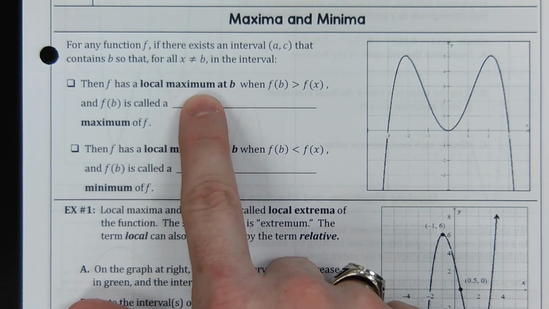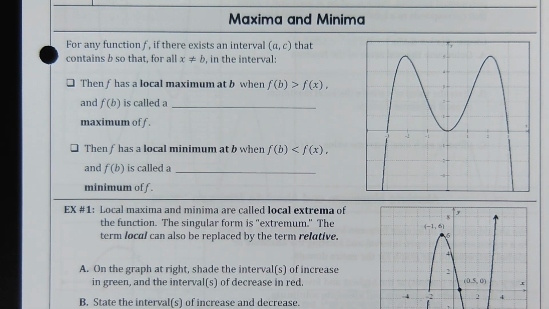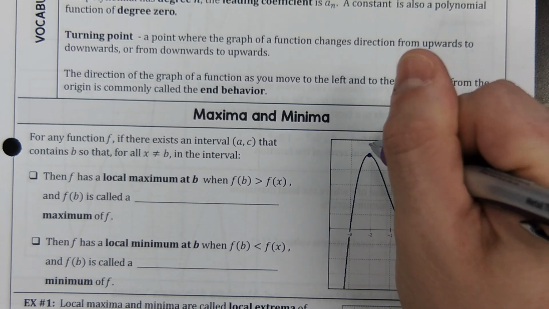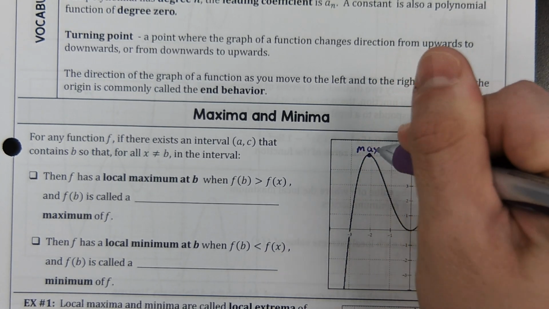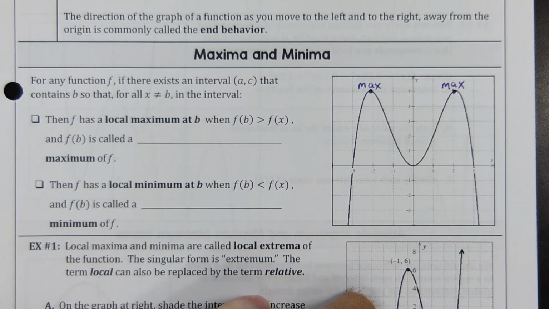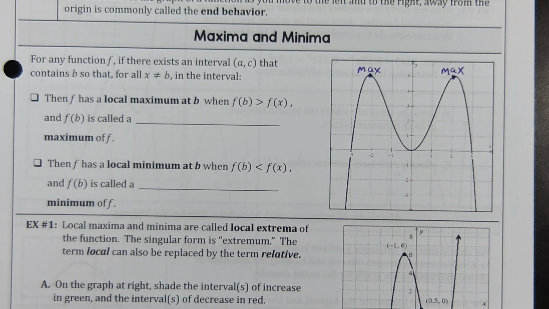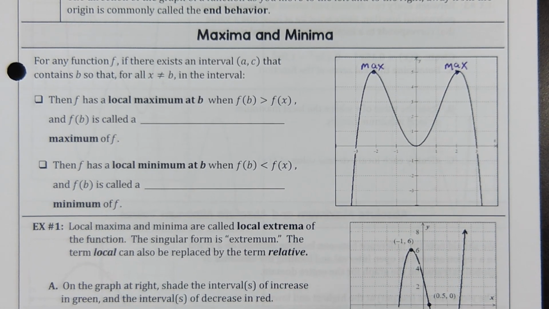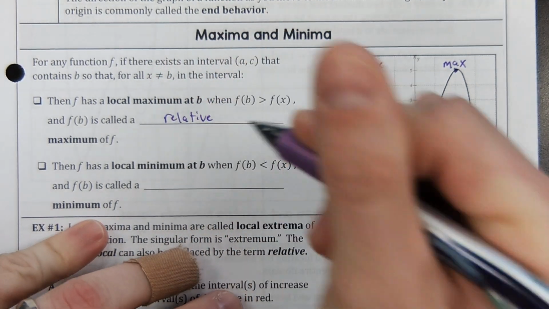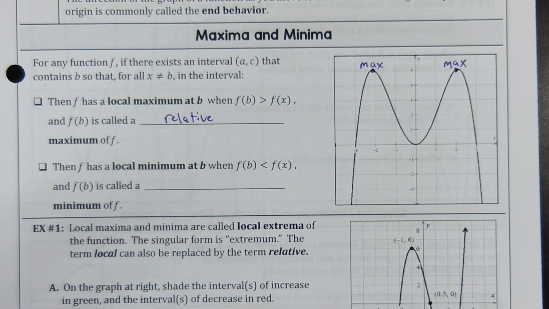We can call local maximums, which, you know what? Let's just go ahead and write max on these two. This is a max, and this is a max. I have a max in this classroom, actually. Anyway, these are maximums. They can be called local maximums. They can also be called relative maximums, because it's a maximum relative to the points immediately around it. It's a maximum in its local neighborhood.